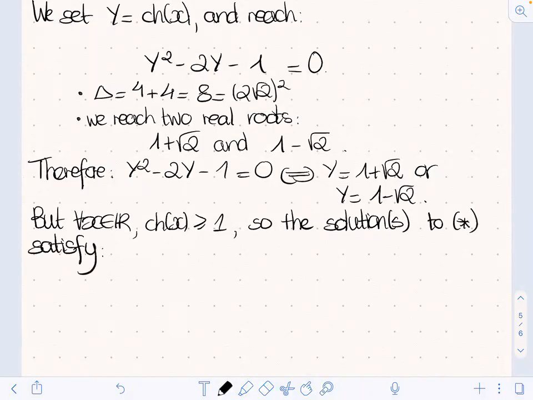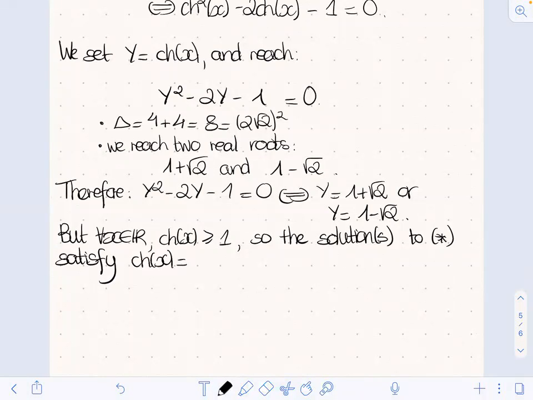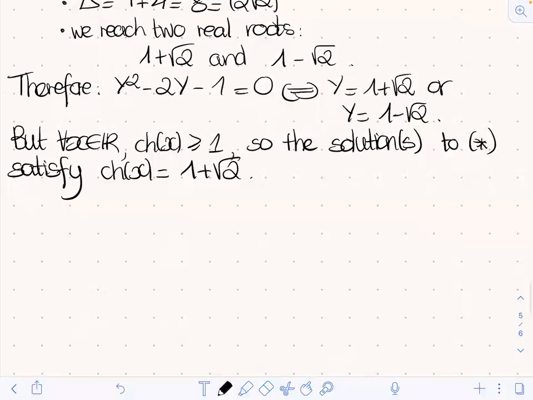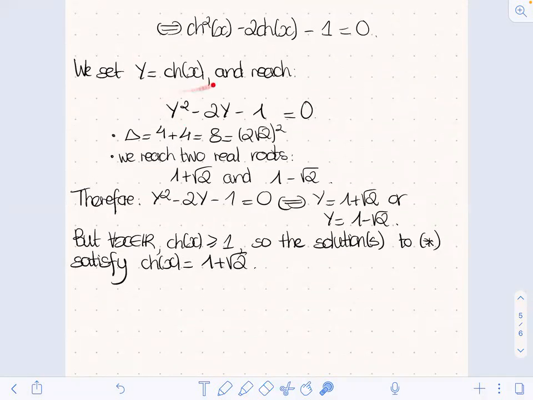Actually, I said something that I shouldn't have said earlier. It's not an invertible function at all. It's invertible on R plus and it's invertible on R minus. Anyway, they satisfy CH of x equal to 1 plus square root of 2. If your function had been invertible, we wouldn't have had this problem. So we've reduced our problem somewhat. We started out with an equation with hyperbolic trig functions, and we've written the related polynomial, replacing y by CH of x. The related polynomial has two roots, 1 plus square root of 2 and 1 minus square root of 2, and only one of these roots is possible.